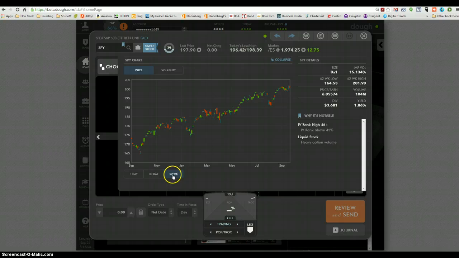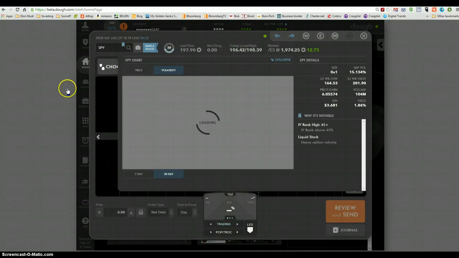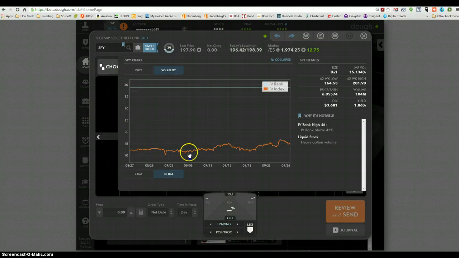So here's a 52-week of the SPY chart, and you can click on volatility, and you can kind of see if volatility is at the higher range for the year or the lower range for the year. As you can see right now, it's at the higher range for the last 52 weeks. Good time to sell premium.